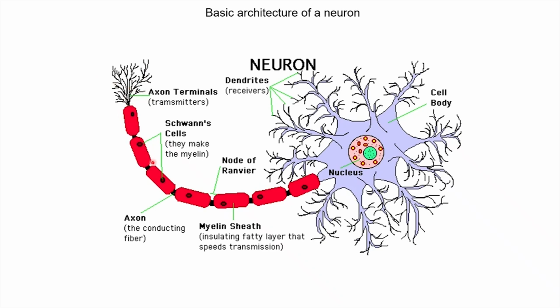On the axon, as we discussed in the last slide, we can find an insulation. This insulation is made by either Schwann cells in the peripheral nervous system, or it is made of oligodendrocytes in the central nervous system. And this insulation helps in improving the conduction of signal along the axon. We'll talk about this later in the course.